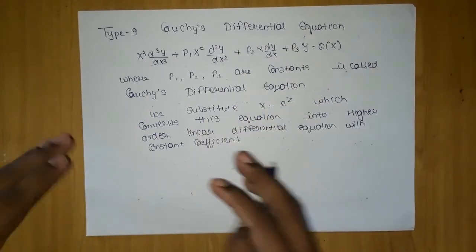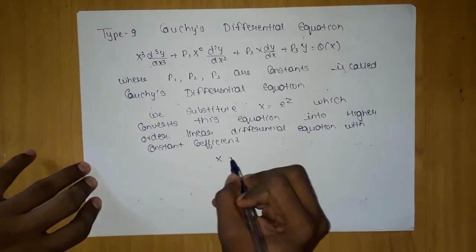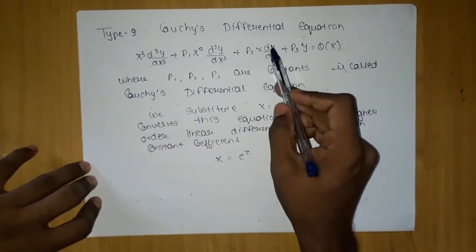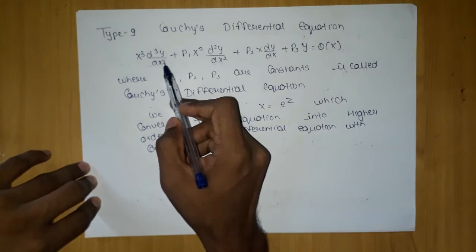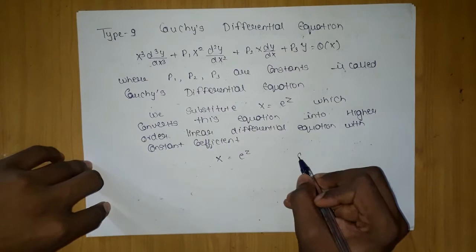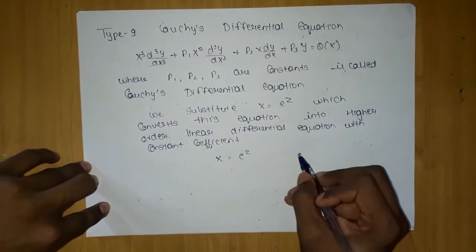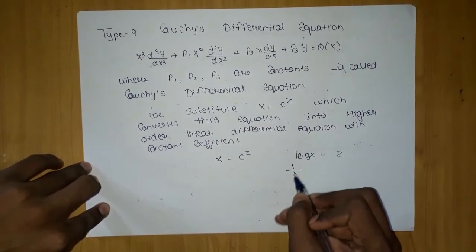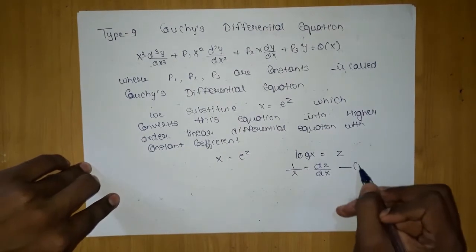Now, how will we convert this structure into the simplified one? We will try to obtain the values of dy by dx, d square y by dx square, and d cube y by dx cube. So we are going to use this substitution. If we take e to that side, it becomes log x equal to z. Now if I differentiate, 1 by x equals dz by dx. Now keep this as 1.